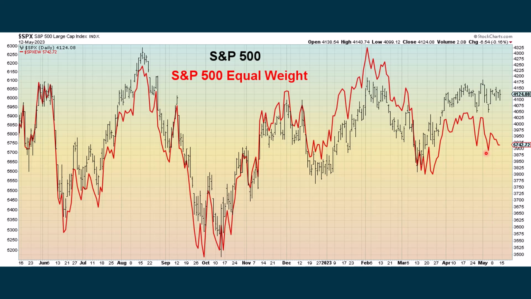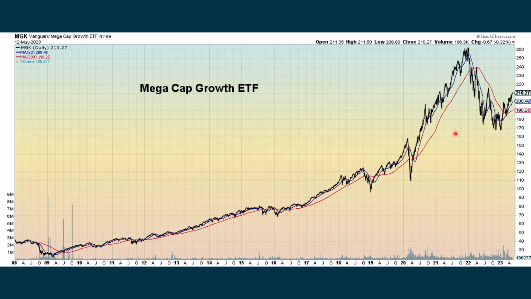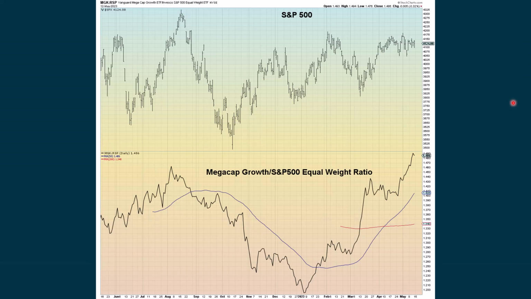Then some other areas, the equal weight index of the S&P 500 is underperforming the regular S&P 500, which is a weighted index, where in the equal weight S&P 500, all stocks are treated the same. Mega cap growth, this is where we're getting a lot of our upward movement from. We're in an overall uptrend, and we're actually trying to break out with this ETF. Mega cap growth is really outperforming the S&P equal weight index. We've had a recent golden cross with this ratio, and this is where a lot of the strength in the market has been coming from.